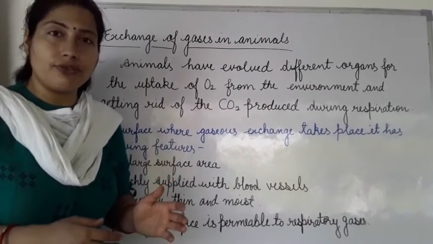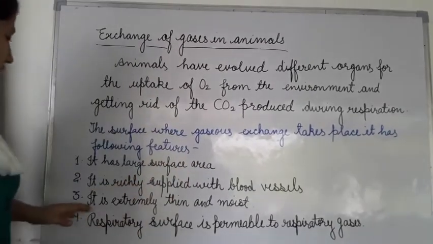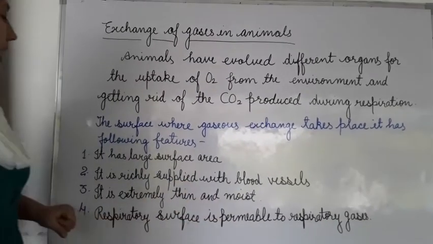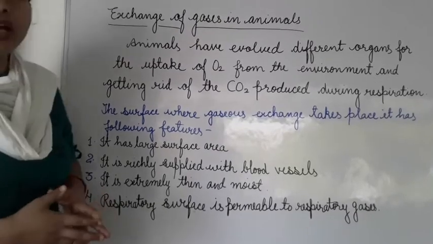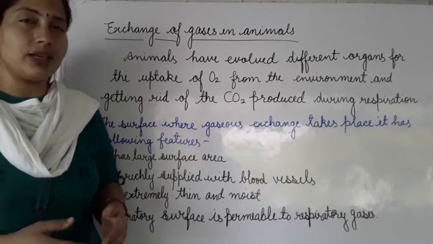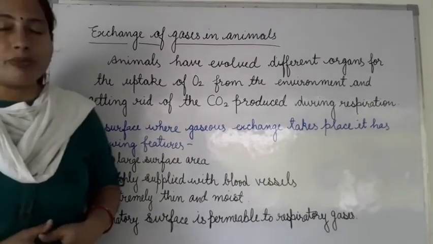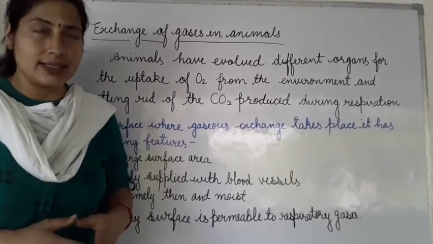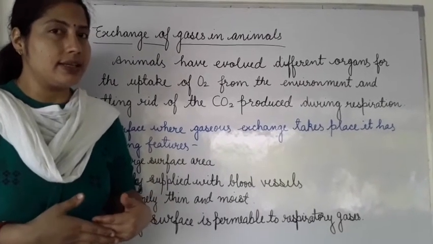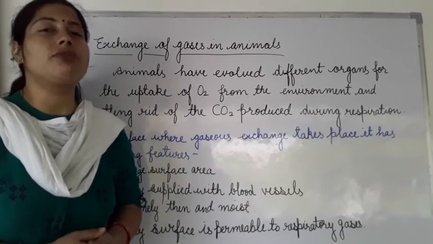So this respiratory surface is covered by a dense network of blood capillaries. So the respiratory surface is extremely thin and moist, and it is richly supplied with blood vessels. Blood vessels, capillaries. Blood capillaries, बहुत ज़्यादा thin blood vessels. Respiratory surface is permeable to respiratory gases. Permeable means it allows the entry of oxygen inside the cell and exit of carbon dioxide. So it is permeable to respiratory gases.